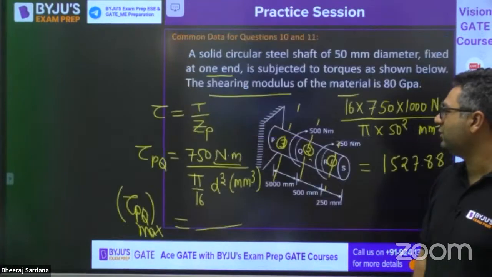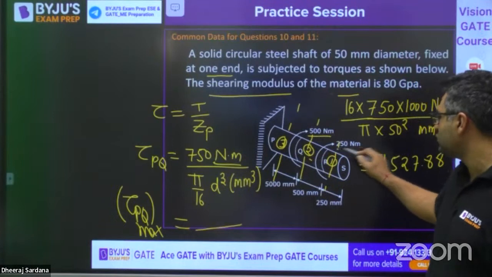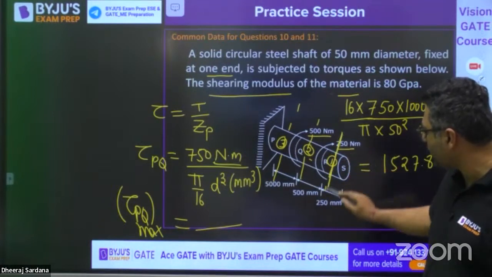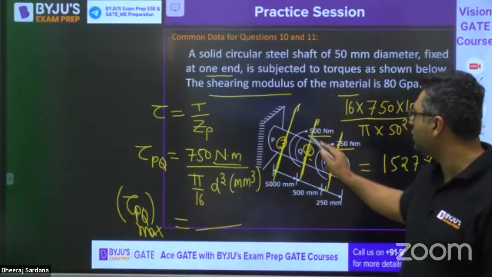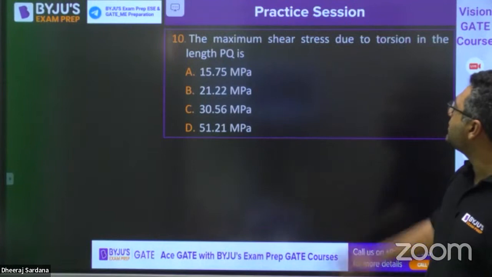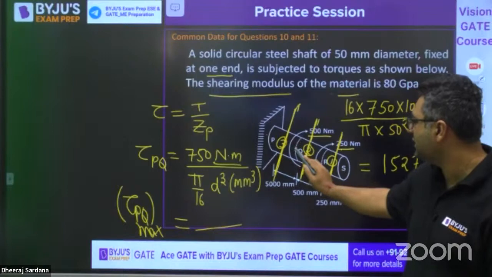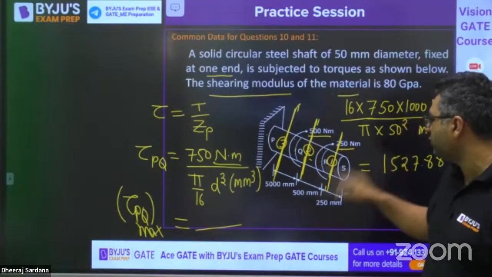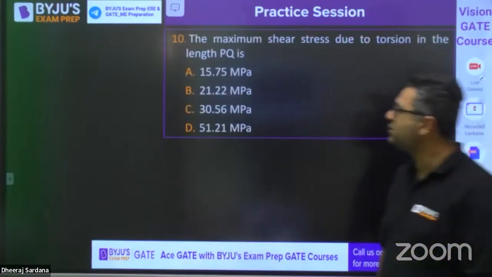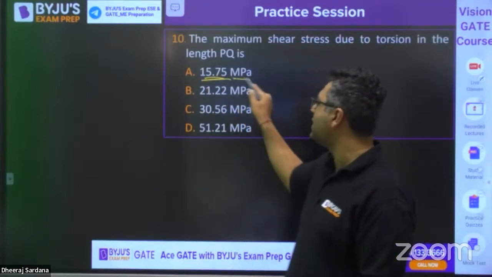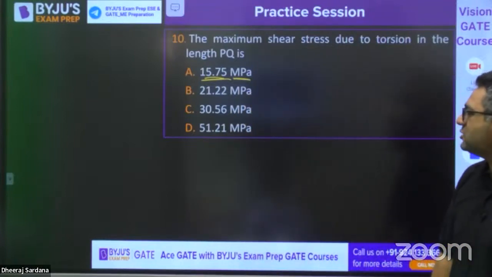So guys, based on that, if you see, this is 750 Newton meter, this is 500, this is 250. If you take section at 1, there is 0 torque. Section at 2, torque will be 250. Section at 3, torque will be 750. And the maximum shear stress is in the length PQ, where the torque is 750. So when you solve this, you will get this answer. I feel as per the option, some error is there. Either the answer should not be in MPa, it should be in some other units. Fine. So A would be the answer for that.